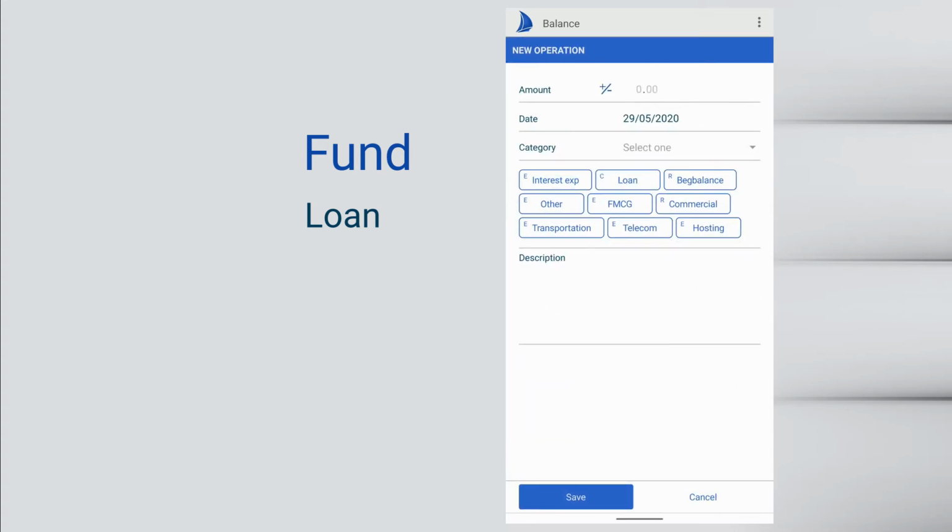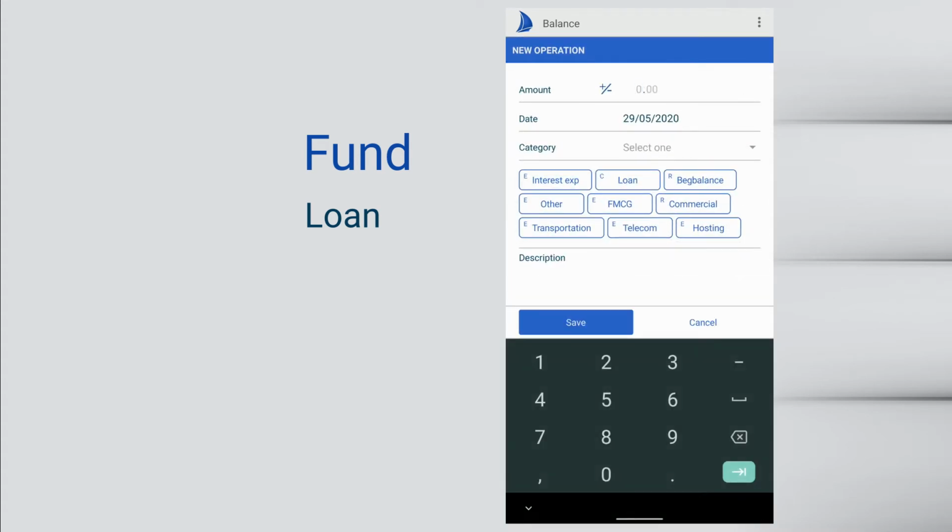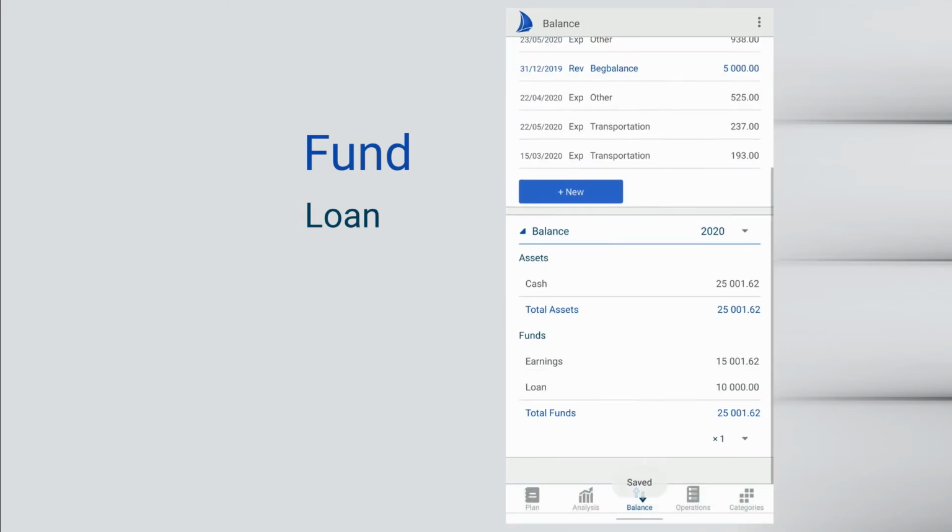To take a loan into account, we have to create a new operation. The amount must be negative. Now we have 25,000 in cash, we earned 15, and 10 is provided by the bank.